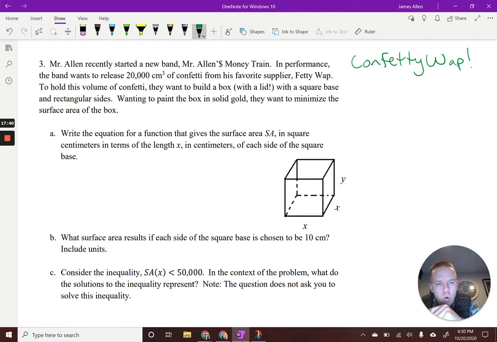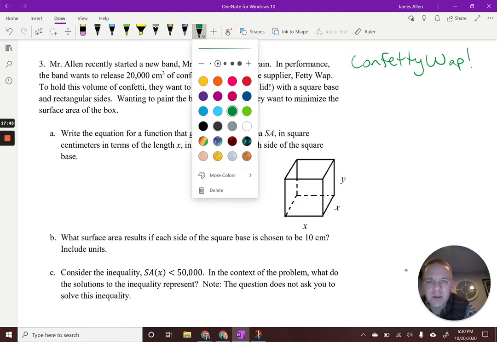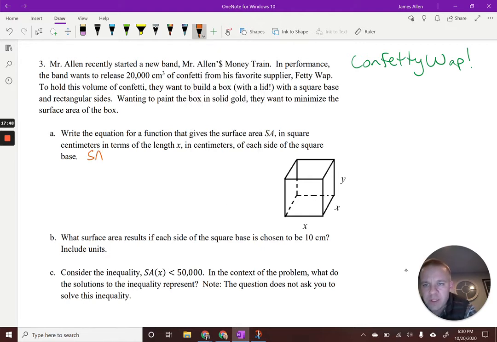Okay. Well, let's first talk about our surface area, shall we? I'm going to go orange. So the surface area of this thing is going to be 2 bases, and we're going to have 4 sides, right? 2 bases, 4 sides. Well, my bases are x squared, x times x, so that would be 2x squared. And my sides are all x by y, so x times y, but there's 4 of them, 4xy. You dig? I dig.